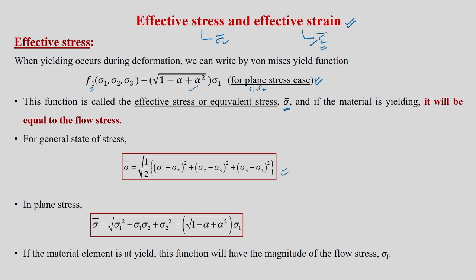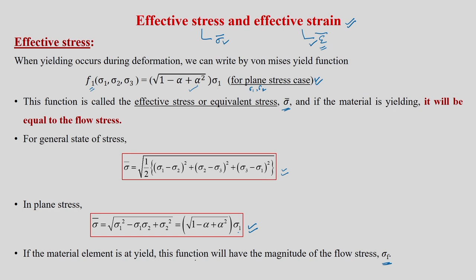In plane stress, this can be written. Same equation, we are just naming it: sigma bar is equal to square root of 1 minus alpha plus alpha square into sigma 1, where alpha is nothing but sigma 2 by sigma 1, the stress ratio. If a material is at yield, this function will have the magnitude of the uniaxial flow stress, that is sigma f, or yield strength, which is known to us. So, there is no separate derivation for sigma bar. Sigma bar is already derived for von Mises material, and we are just naming it here.